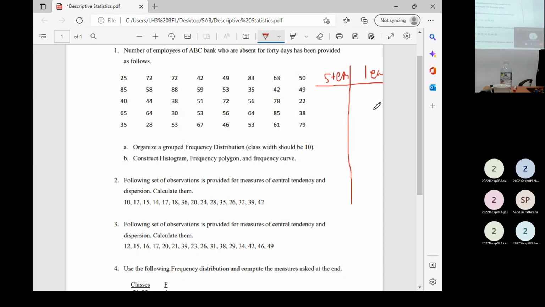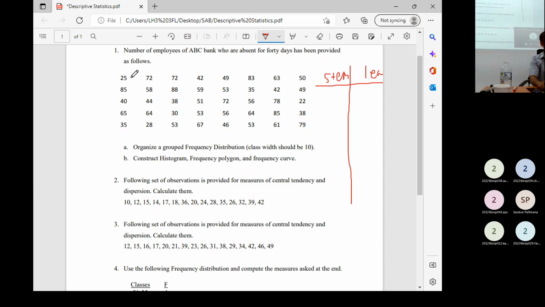And leaf part. Stem and leaf. Now check your numbers. The number of employees of ABC Bank who are absent for 40 days has been provided as follows: 25, 85, like that.